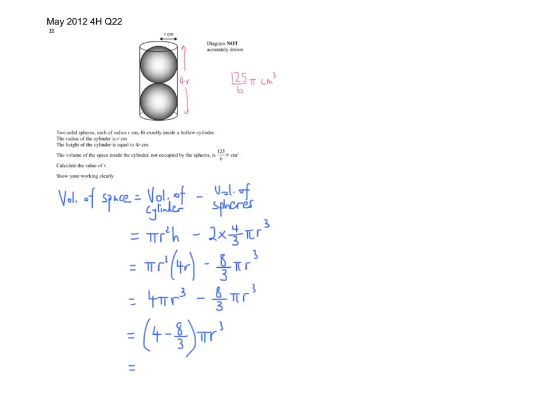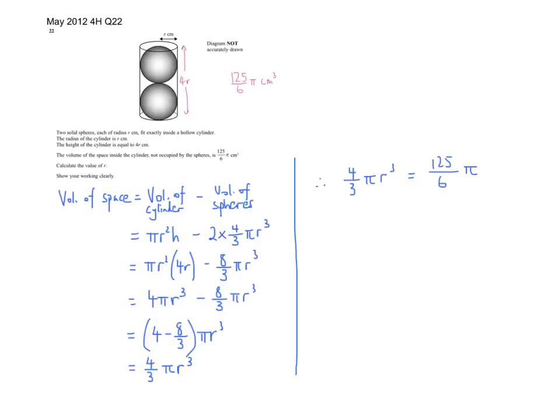which I can factorise because I've got pi r cubed in here and pi r cubed in here, so I can take the pi r cubed out as a factor, and I'm left in the brackets with 4 minus 8 over 3. So that gives me 4 over 3 pi r cubed as the volume of this space inside the cylinder.